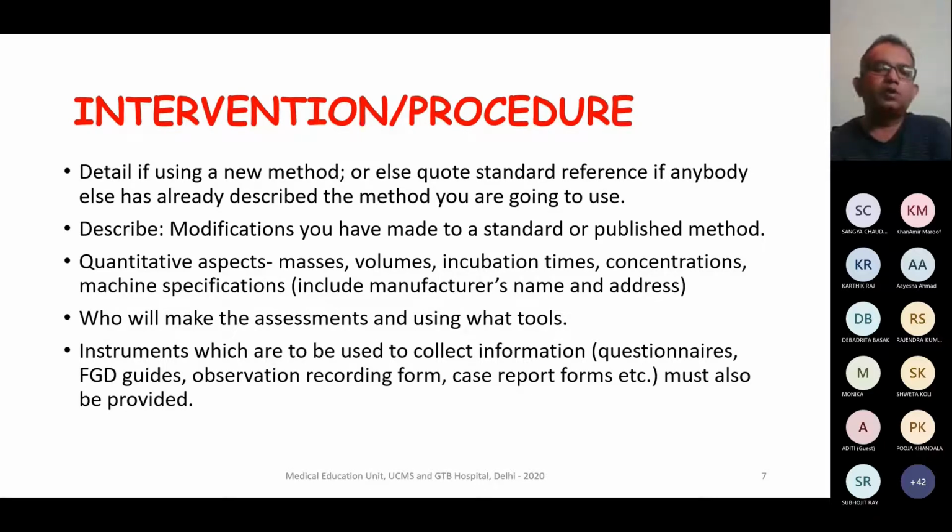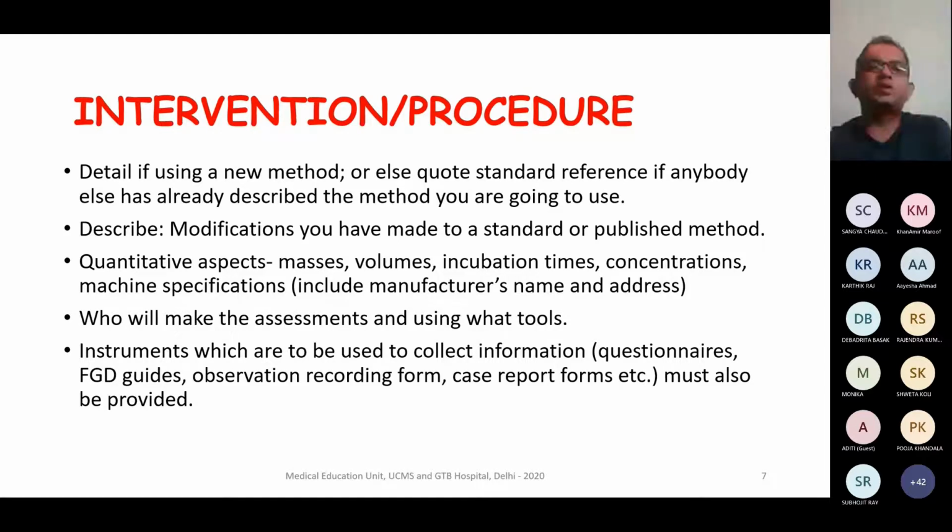Then you will also have to mention who will do the assessment. Like if some part of your thesis, you have to go somewhere else and get the assessment done. Like for example, if you do not have atomic absorption spectrophotometry in UCMS, you need to go to DU and do that. You'll have to say that this will be done at that place, and this will be the person who will be doing that for this thesis.